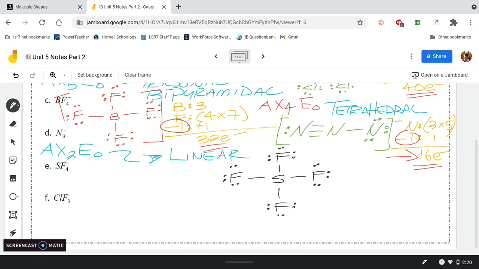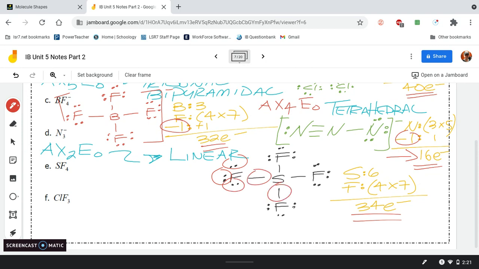Okay, so target number. So sulfur, it's going to give us 6. Fluorine is going to give us 7, so 4 times 7, so 28, plus another 6, 34. So we're looking for 34. All right, let's see what we got. 2, 4, 6, 8, 10, 12, 14, 16, 18, 20, 22, 24, 26, 28, 30, 32.